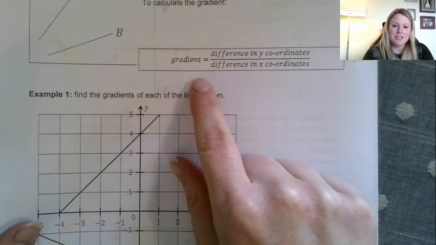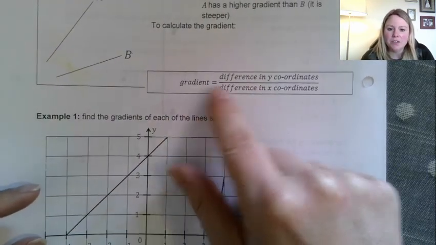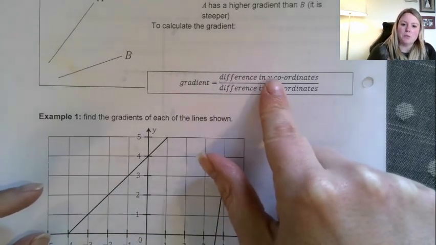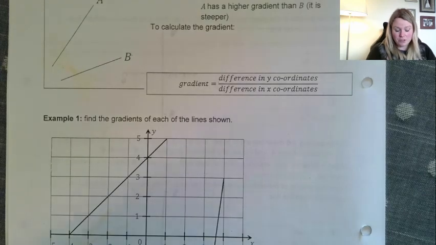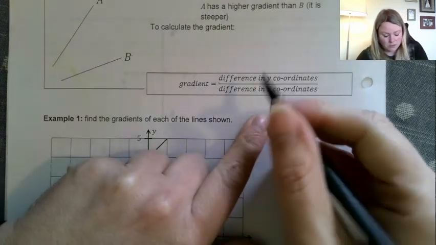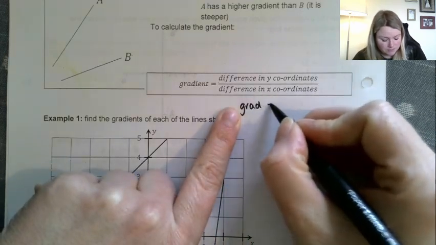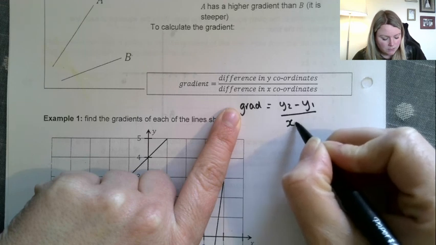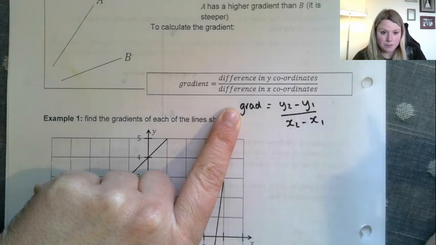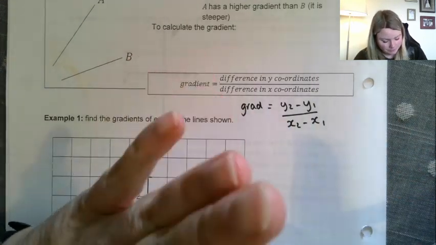I should have said, actually, here, this is what I would say is the physicsy way of doing it. The gradient is the difference in the y coordinates divided by the difference in the x coordinates. Can I get you to write down another version of that just underneath here? This is probably the way I'm going to do it. So the gradient is y2 minus y1 over x2 minus x1. Okay, write that down for me, please. This looks more awkward than it actually is, I promise you.